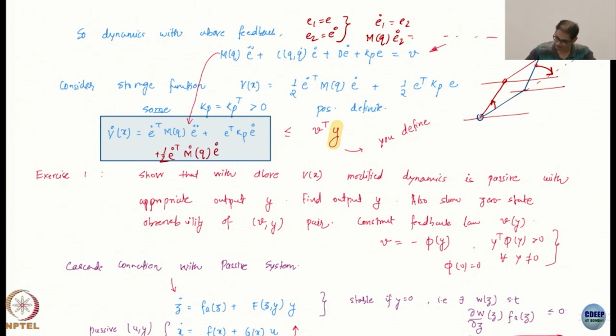There is one spring between these and one spring this way. You can think of it as two torsional springs, fake torsional springs or pseudo torsional springs, which are making me move from here to here and here to here. Yeah, this is a very standard thing in robotics.